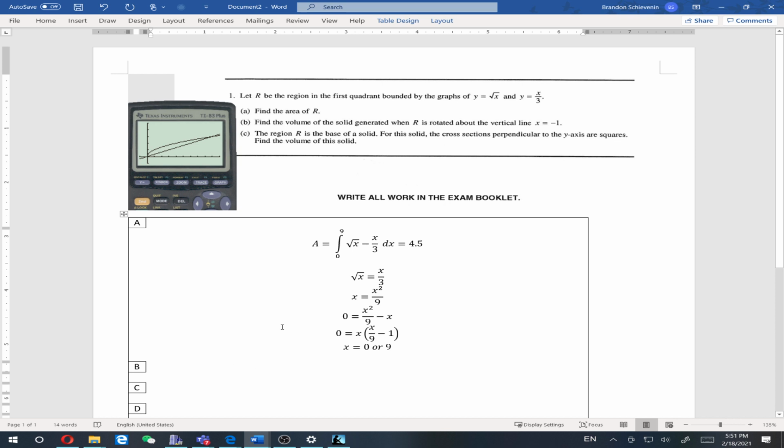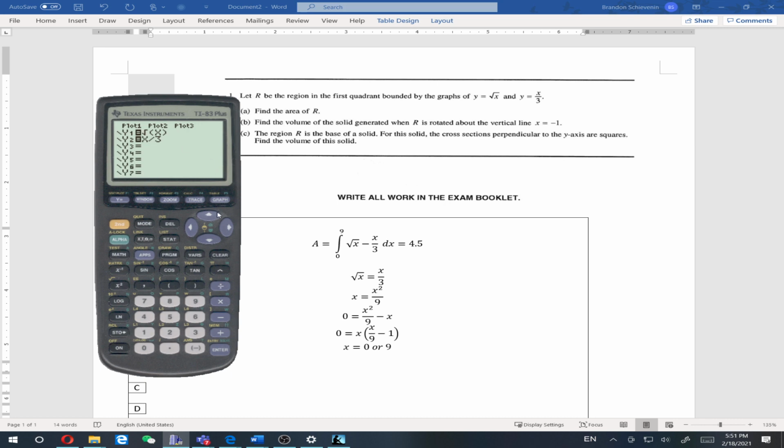For part B, we want the volume of the solid generated when R is rotated about the vertical line x equals -1. Okay, so we're rotating about a vertical line. I'm going to graph this in the calculator just so we can get a visual, I think. Maybe just draw over it. Let's go to -2. Actually, let's go to -7. Actually, need more space than that. -12.